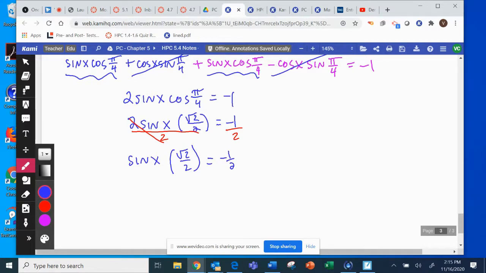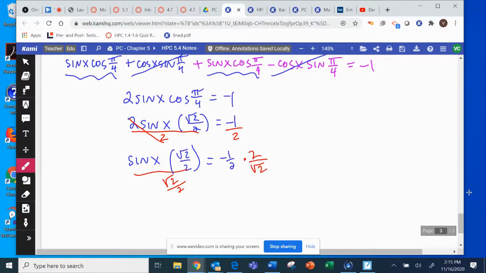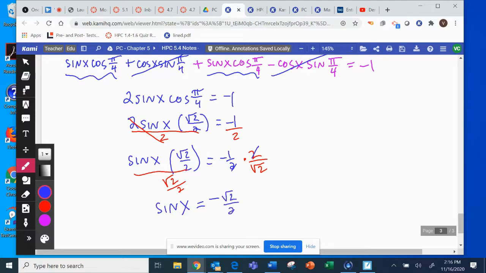Madeline, what should I do? Well, I got to get x by itself. Divided by what? Say it again. Yes, but I don't divide by fractions. So instead of dividing by a fraction, I'll multiply by its reciprocal. So, yeah. So I get sine x is equal to negative radical 2 over 2.